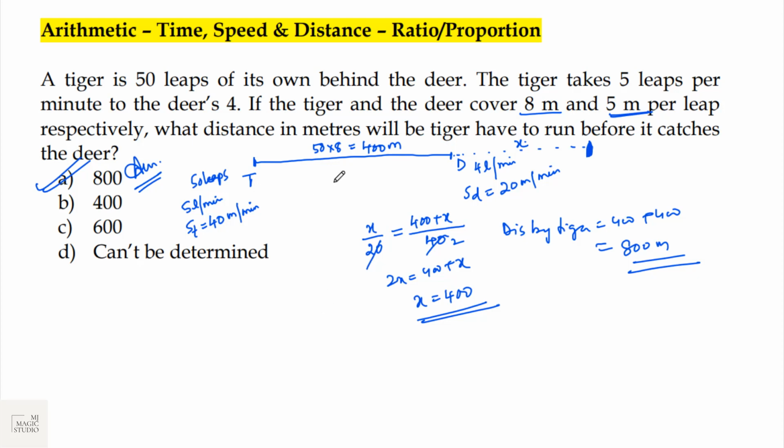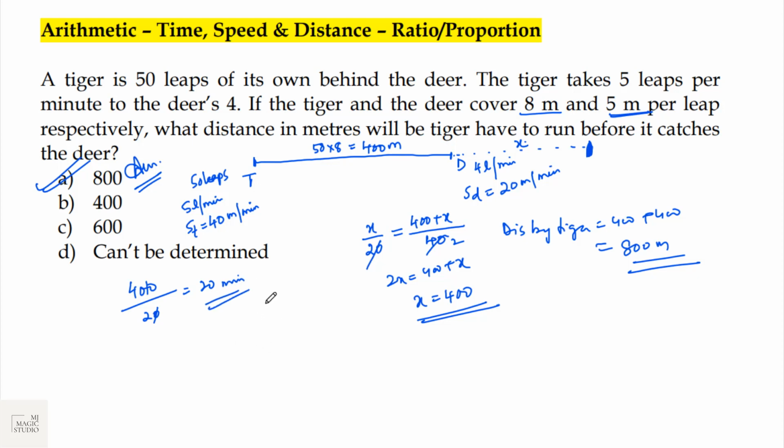You can also use the concept of relative speed. Relative distance between tiger and deer is 400, which tiger needs to cover up. So in how much time is tiger covering this? Since both are running in the same direction, effective speed of tiger would be 40 minus 20, that is 20. So we see that it is 20 minutes.